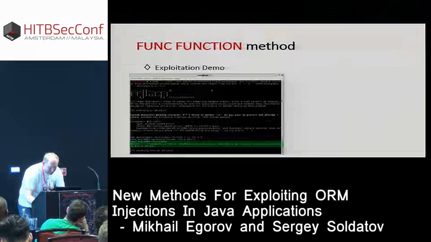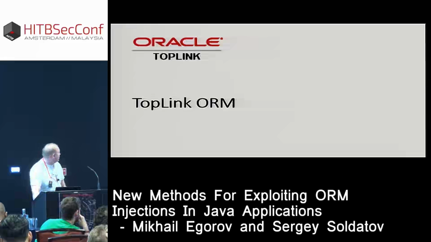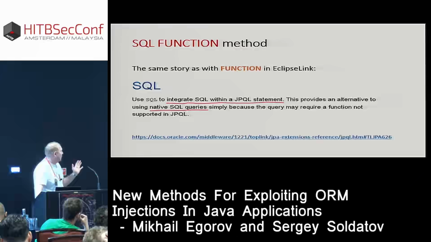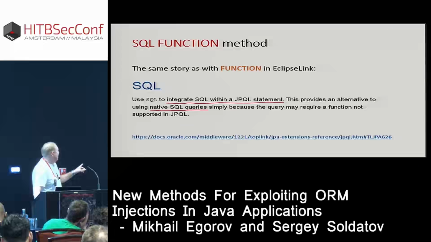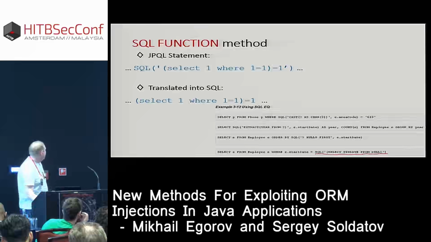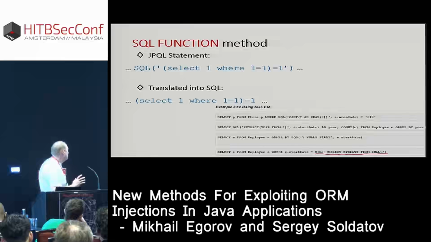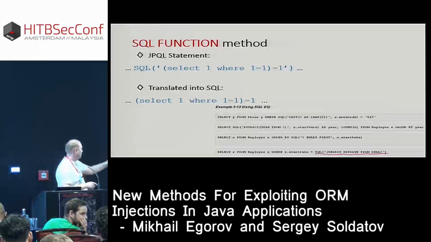Okay, let's continue. The second one, our patient, is TopLink ORM, and it's very similar to EclipseLink. It has a function with another name, but with the same functionality. And here you can see an abstract from the documentation that explains why we have the SQL function. Actually, the documentation for this function is very useful. If you want to figure out how to exploit this very vulnerability, just look into the documentation and the vulnerable example right in the documentation.